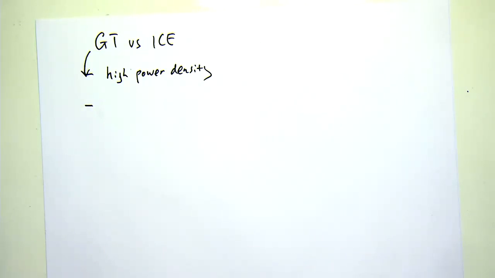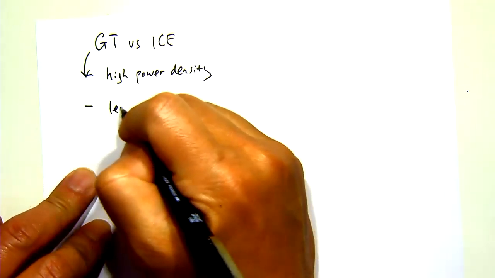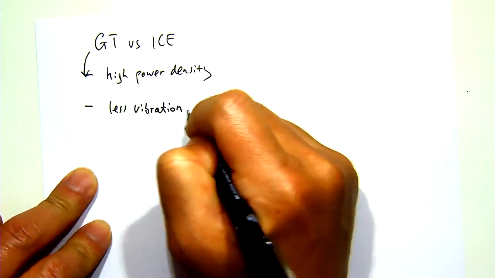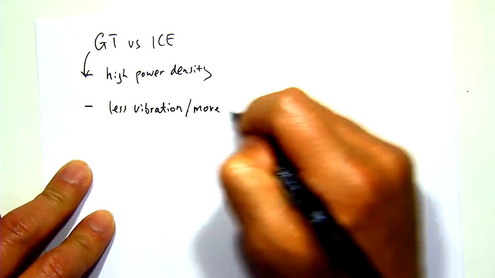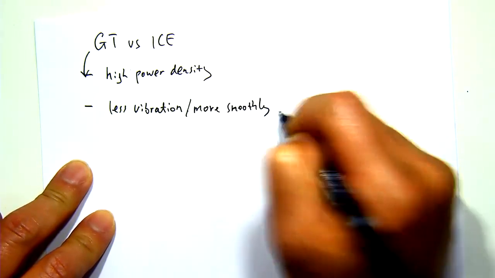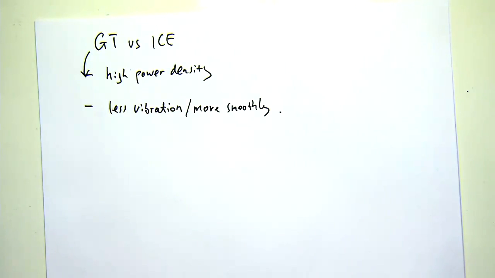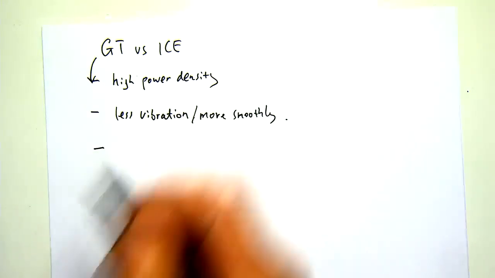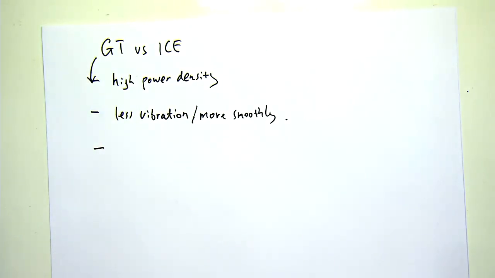Because of that, the gas turbine can run with less vibration and also run more smoothly. It's not necessarily saying it will have less noise, but it can run with less vibration. And because everything is rotating, a gas turbine typically can run at a higher speed in terms of RPM, revolutions per minute. An aircraft engine can run at a higher RPM than a car engine. So those should be the two major strengths for the gas turbine.